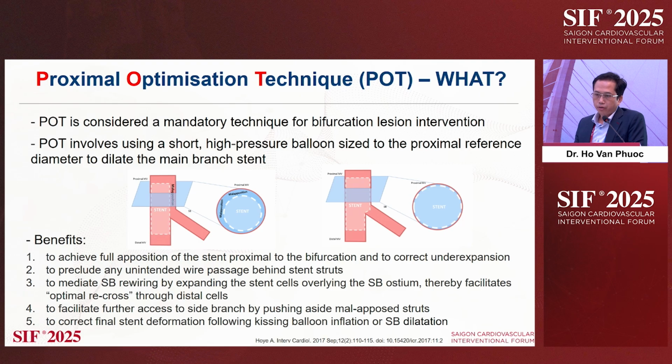POT is considered a mandatory technique for bifurcation lesions, and it involves using a short and high pressure balloon sized to the proximal reference diameter to dilate the main vessel stent to get benefits such as to achieve the full apposition of the stent proximal to the bifurcation, to preclude any unintended wire passage behind the stent structure, and to facilitate the side branch rewiring by opening the stent cells lighting the ostium, the side branch ostium.